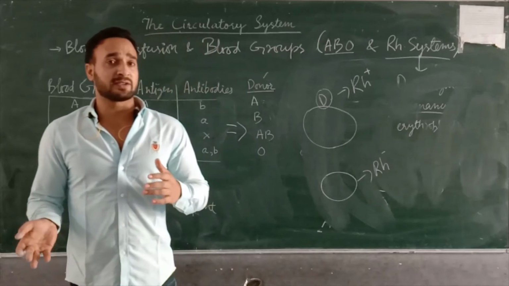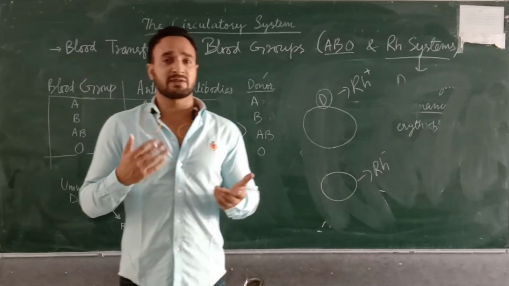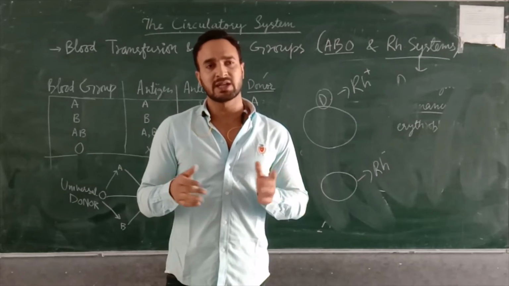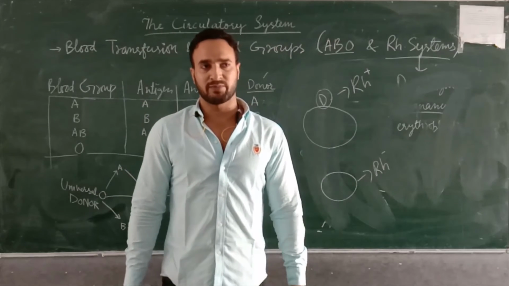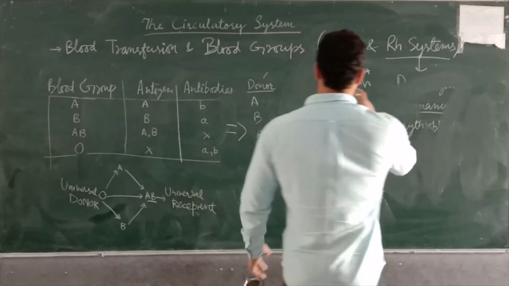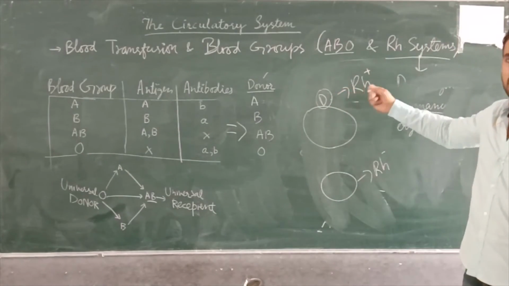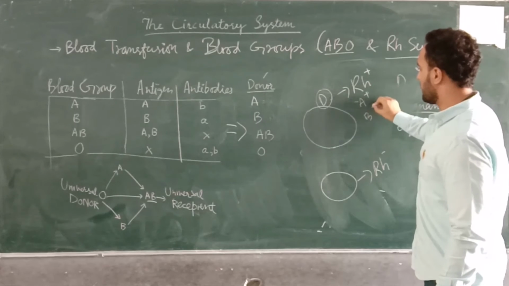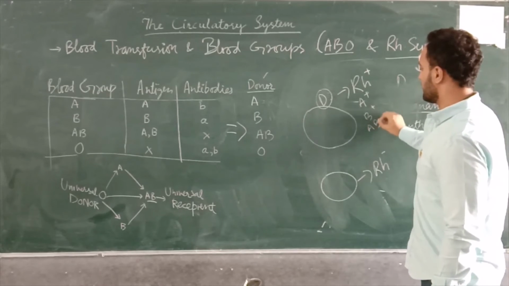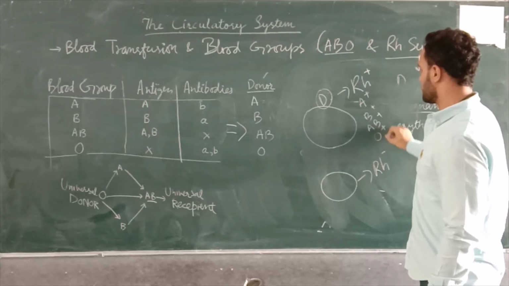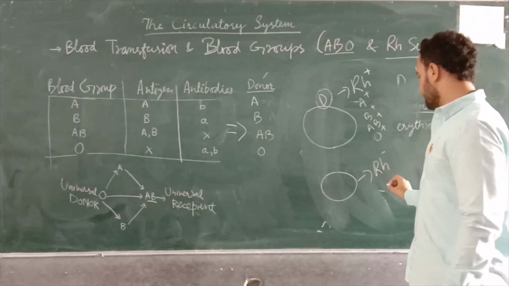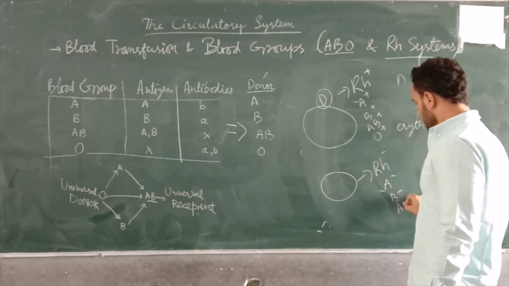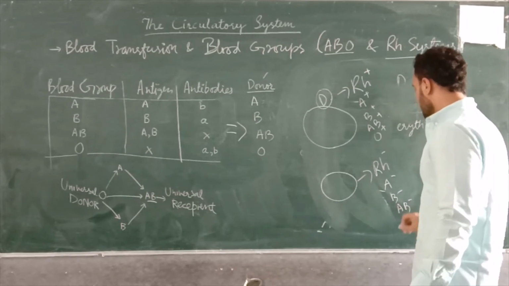Now there is one more factor called RH. RH means rhesus monkey, the common monkey. It was first found in monkeys. That's why the name is RH factor, right? So if this RH factor, that is the D antigen, is present, that person can be A positive, B positive, AB positive, or O positive. And if this is absent, the person is A negative, B negative, AB negative, or O negative.